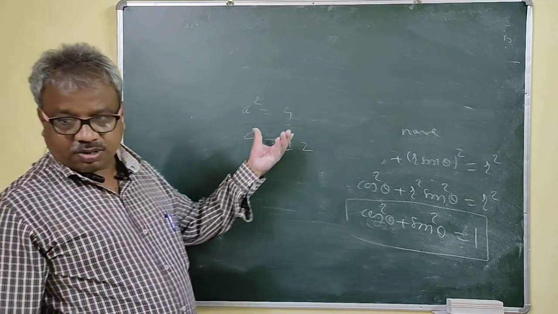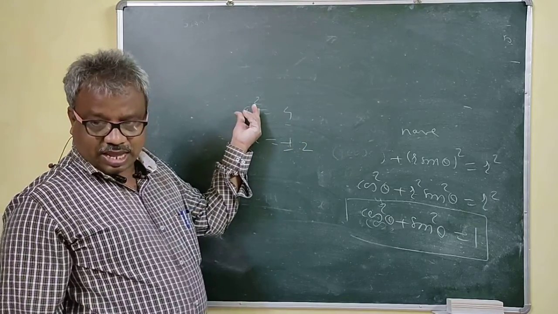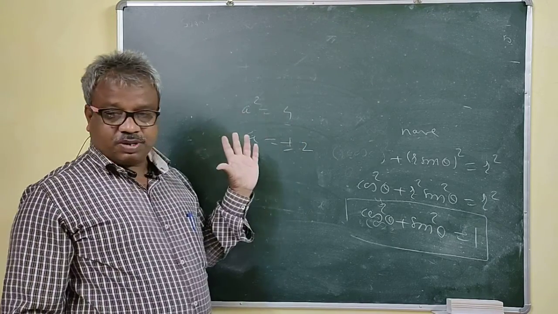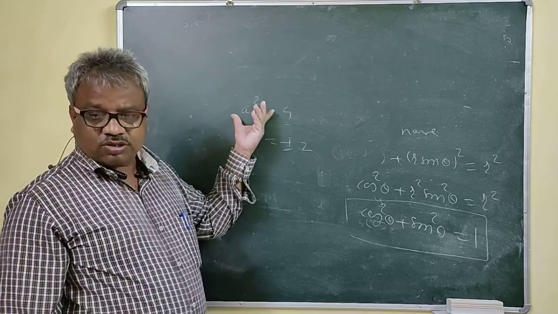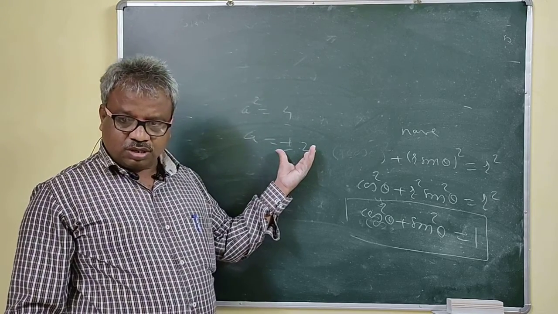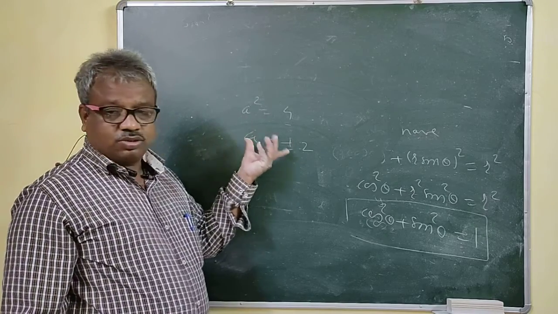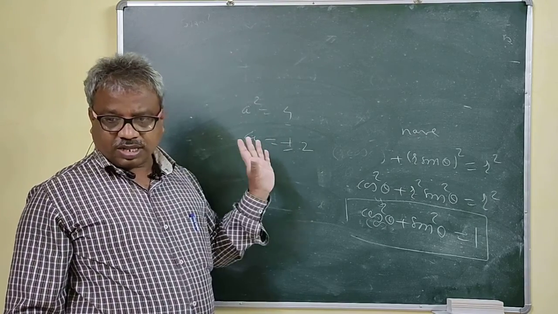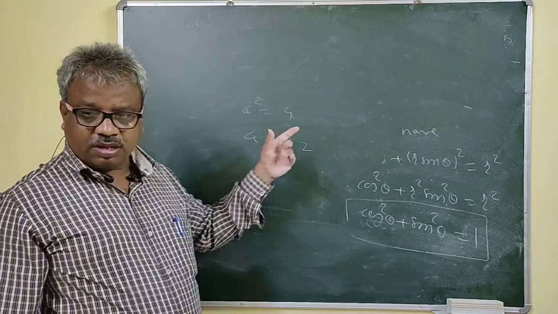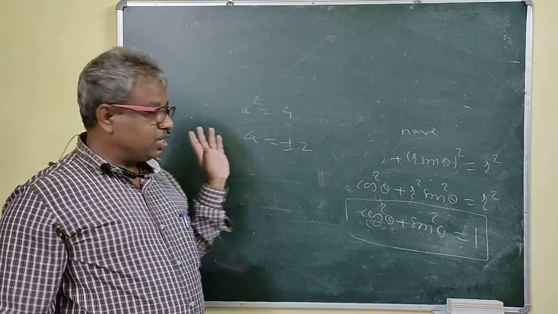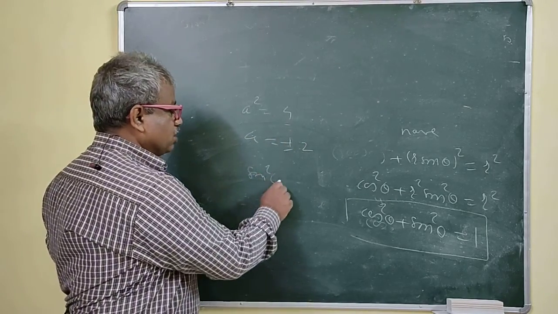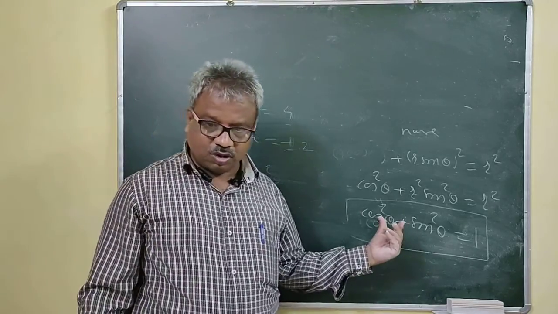Because you don't know whether the number is negative, you don't know what it is, so it must be plus or minus 2. If a is the radius of the circle, then we neglect minus 2. But here you don't know a, so your answer should be plus or minus. If you want to take the root of any number, first write the plus or minus. Here we get sin square theta, suppose you know the value of cos theta.